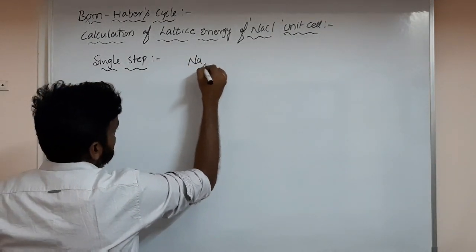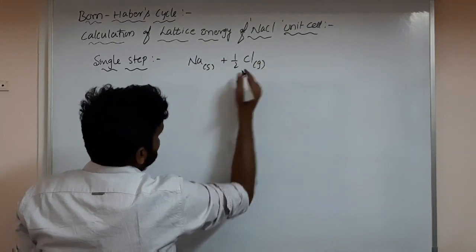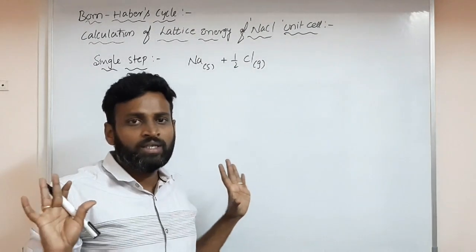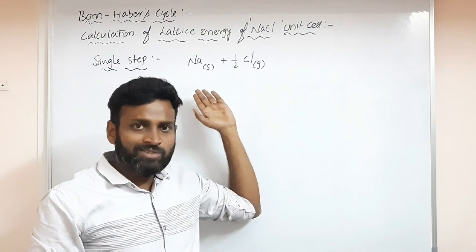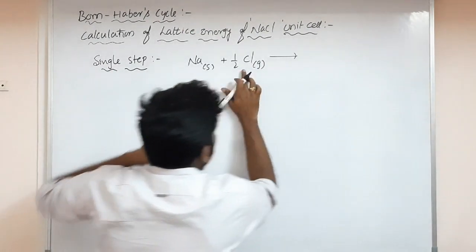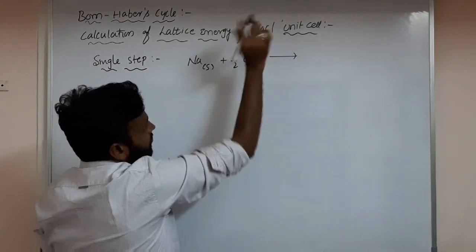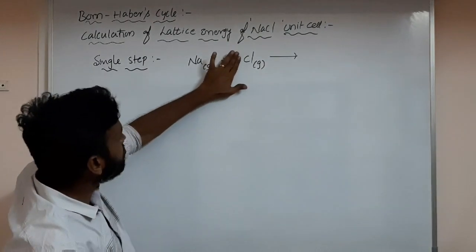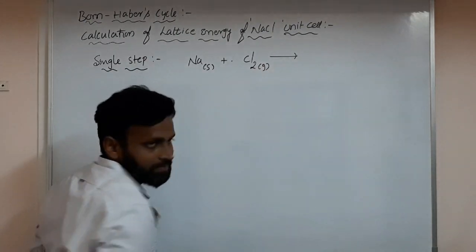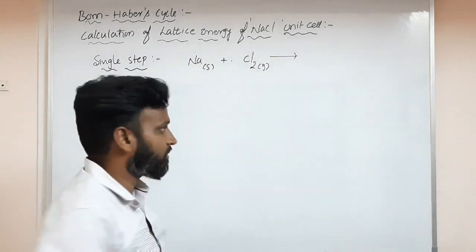Sodium exists in solid state and chlorine exists in gaseous state. Directly, we add sodium metal to chlorine, a direct step, because sodium exists as a solid and chlorine is a gas. So why have I written half? NaCl means one sodium and one chlorine is enough, but I have written Cl2 because chlorine is a diatomic gas. F2, Cl2, Br2, they are diatomic gases.